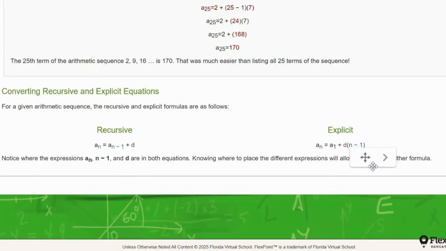Let's see. It also has, well, list them both right here. Here's both. If you didn't already have them written down from my notes, they're right here on page 2. a sub n equals a sub n minus 1 plus the common difference, or a sub n equals a sub 1 plus d times n minus 1. And it says a sub n, n minus 1, and d are part of both equations, so you just know where to put them in the two different equations.